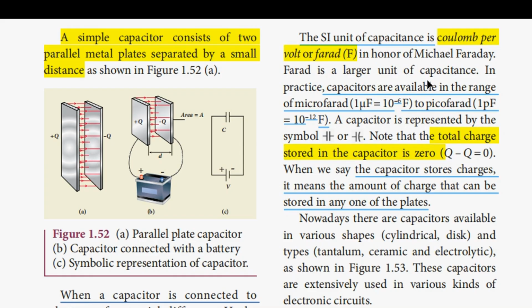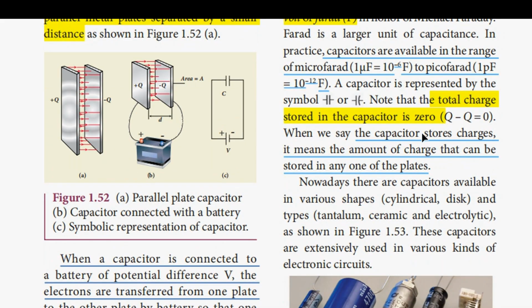Farad is a very large unit of capacitance, and therefore in practice the capacitors are available in the range of microfarad, that is 1 µF, given by 10 to the minus 6 farad, to picofarad, that is 1 pF, given by 10 to the minus 12 farad. And how to represent a capacitor in a circuit? That is like this, two parallel lines like this, or like this also. And we should note that the total charge stored in the capacitor is 0, that means Q minus Q equals 0. And when you say the capacitor stores charges, it means the amount of charge that can be stored in any one of the plates.